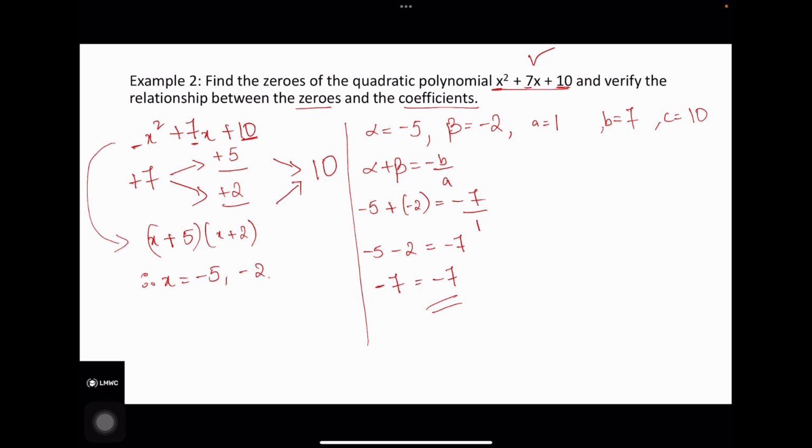So we have to verify the second formula as well, which is product of zeros equals C by A. So alpha being negative 5, beta being negative 2. Put it in the brackets since both are in the product form. And C is equal to 10 and A is equal to 1. So minus and minus, if you take the product, the final answer is positive. 5 and 2, if you take the product, it is 10. So 10 by 1 is 10. And therefore, again, this relation is also verified.